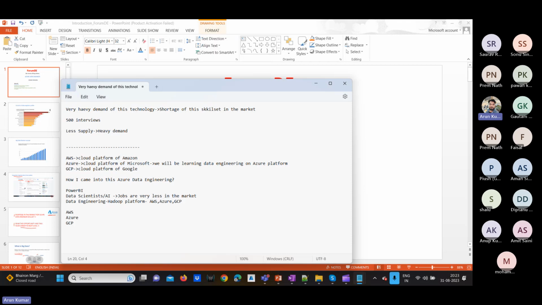These cloud platforms actually. Okay. So when I did research on this AWS platform, I found it has the most market share in the industry. It means most of the companies and most of the countries were using this AWS cloud platform.